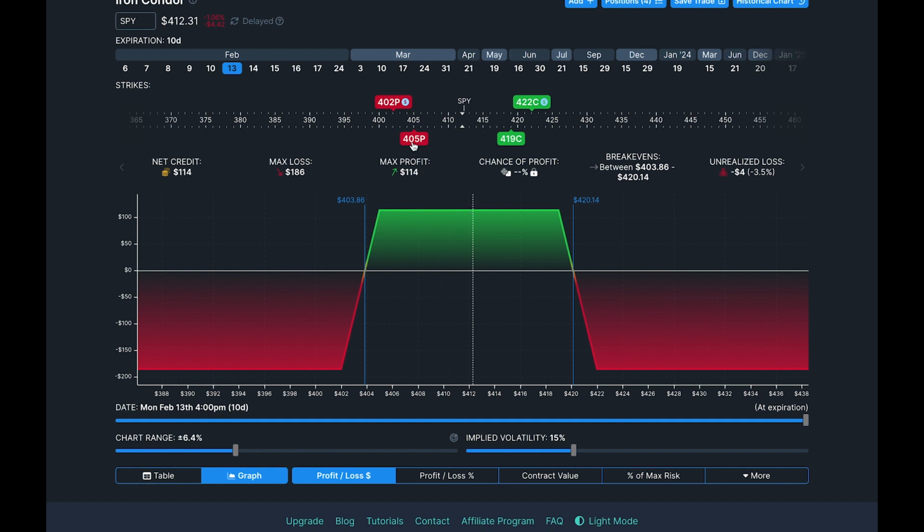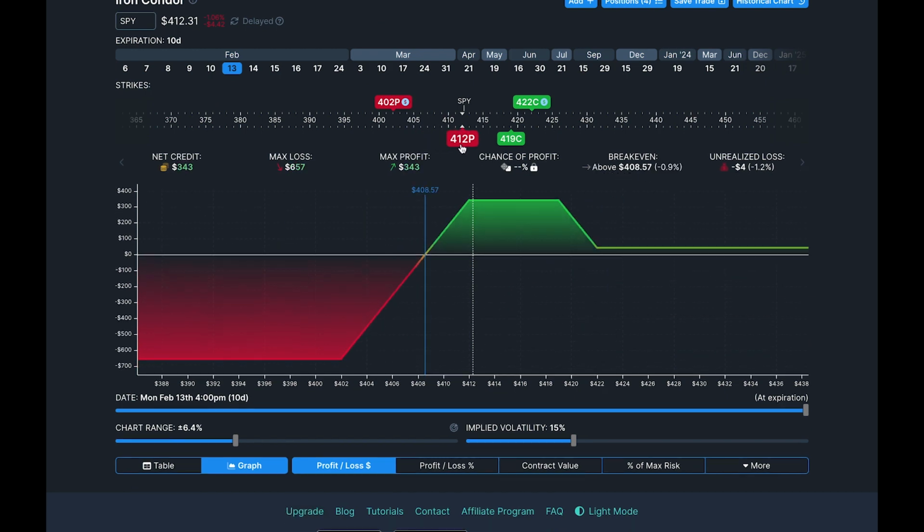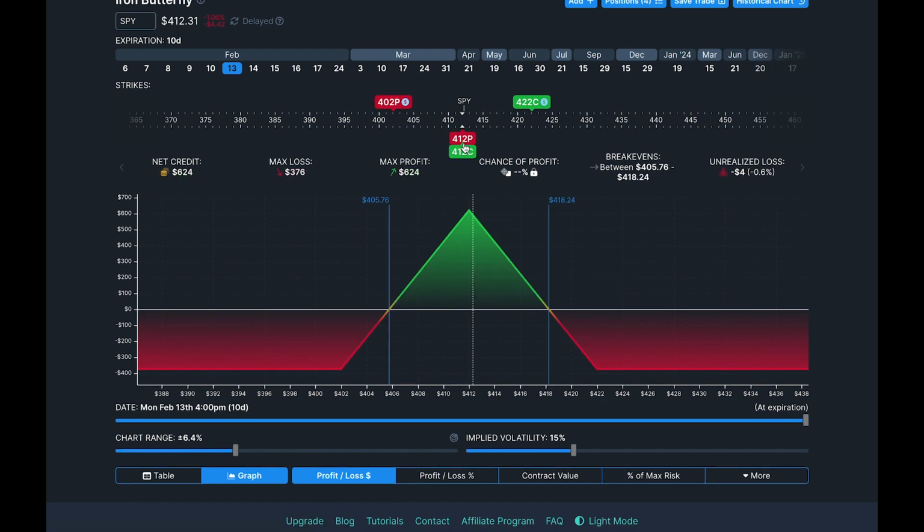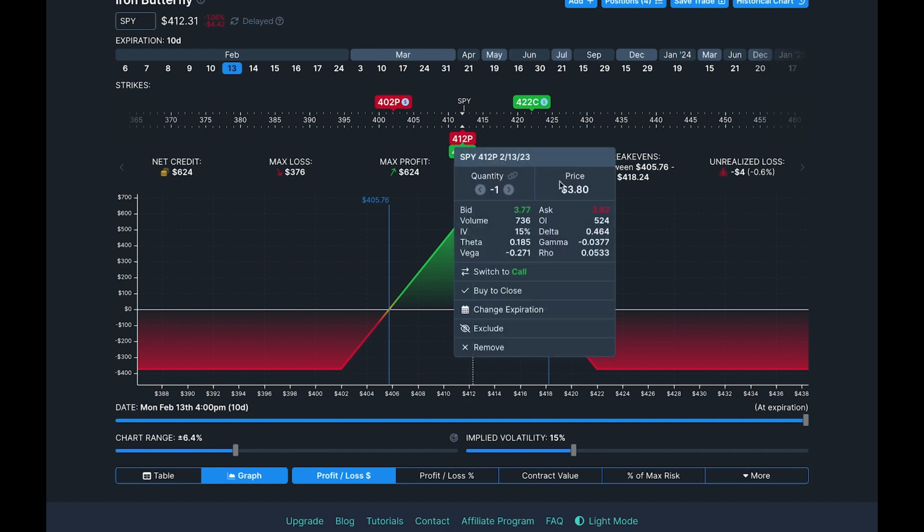But what we're doing is we're actually just narrowing that profit range more or less so that they're exactly the same right here. But it peaks right at the money. And I'm not looking to gain all of the credit right here. What I'm looking to do is simply gain a portion of that credit.